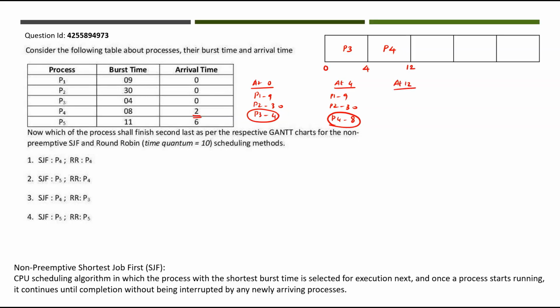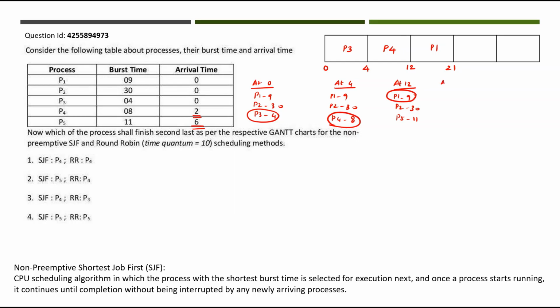Now we have to see at arrival time 6 we have the P5 process, but at that time P4 was executing. It is not interrupted by any newly arrived process because they have mentioned it as non-preemptive. So here at 12, P1 is 9, P2 is 30 and now we have P5 with 11. Now which is the shortest job next? It is P1. So we will go with P1 and it will be executed for 9 burst time. 12 plus 9 will give 21.